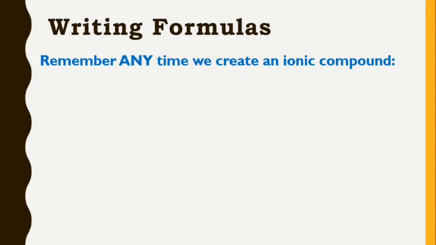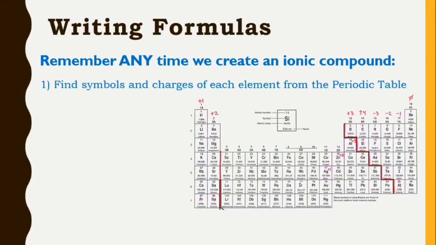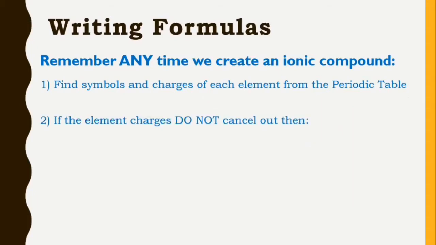If we're writing an ionic compound, and these formulas we're asking you for are always going to be ionic, start by looking at the periodic table. Find those symbols, find those charges, and then if those charges don't cancel out, so if you have something like a +2 and a -1, or a -2 and a +3, anything that doesn't cancel out like a +1 and -1 or +2 and -2 would, then that's when we cross, drop, reduce.